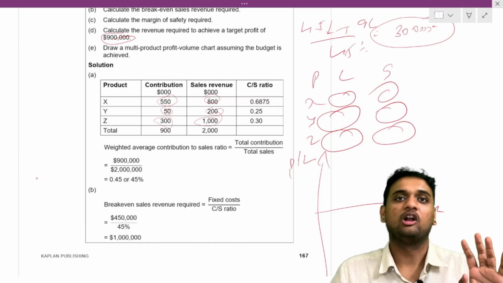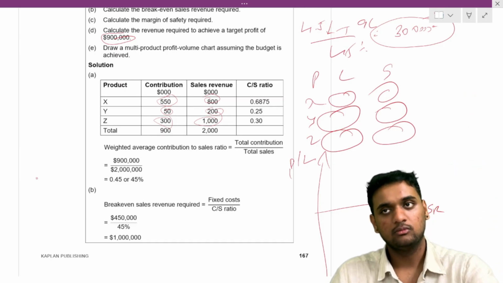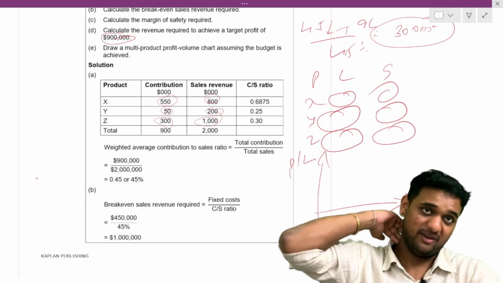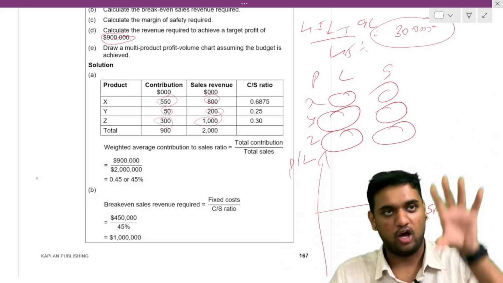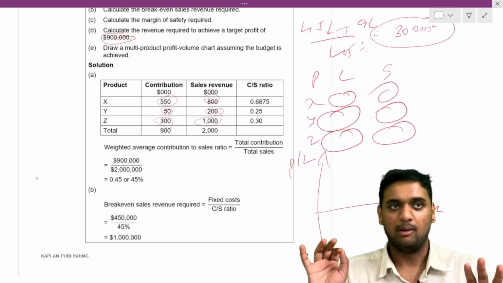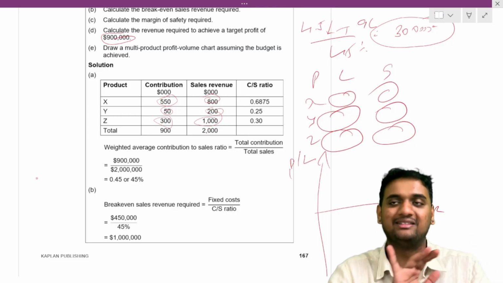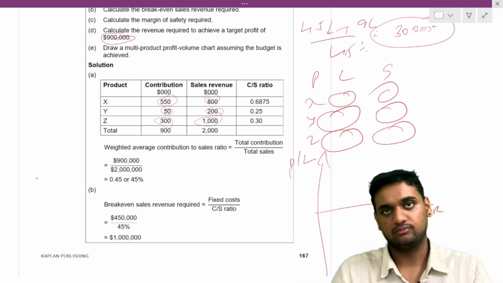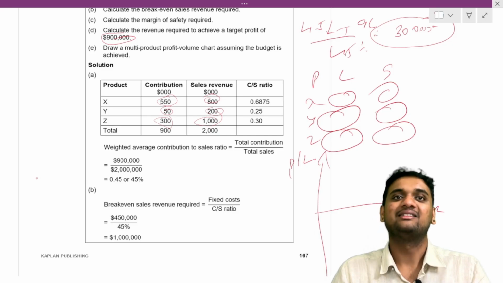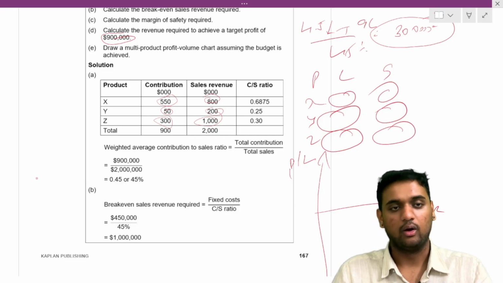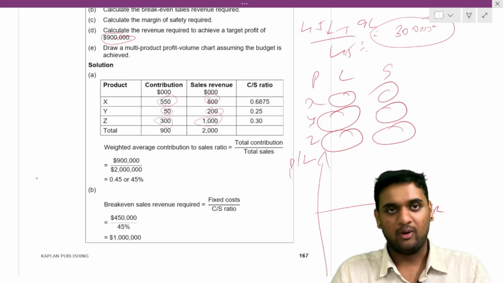For a normal PV chart, what will be your Y axis? Profit or loss. What will be your X axis? Number of units. For a multi-product PV chart, what will be your Y axis? Profit or loss. No change. X axis? Sales revenue. There it was sales units, here it is sales revenue. Okay. One by one we will do.